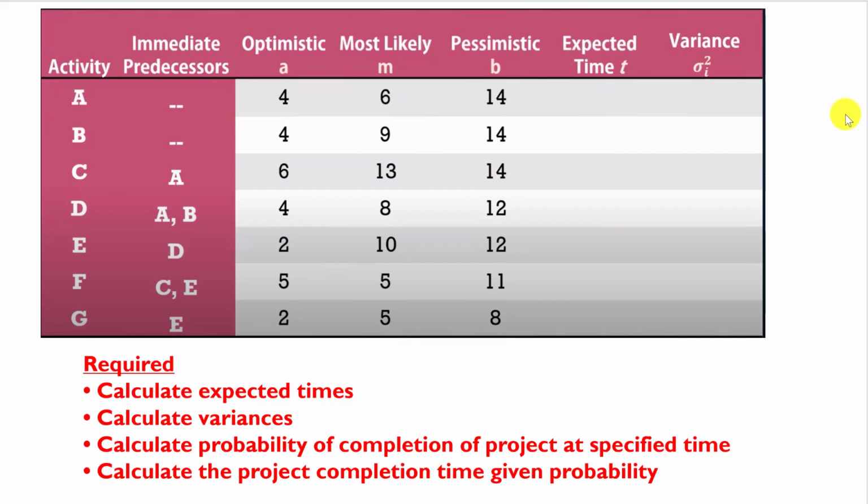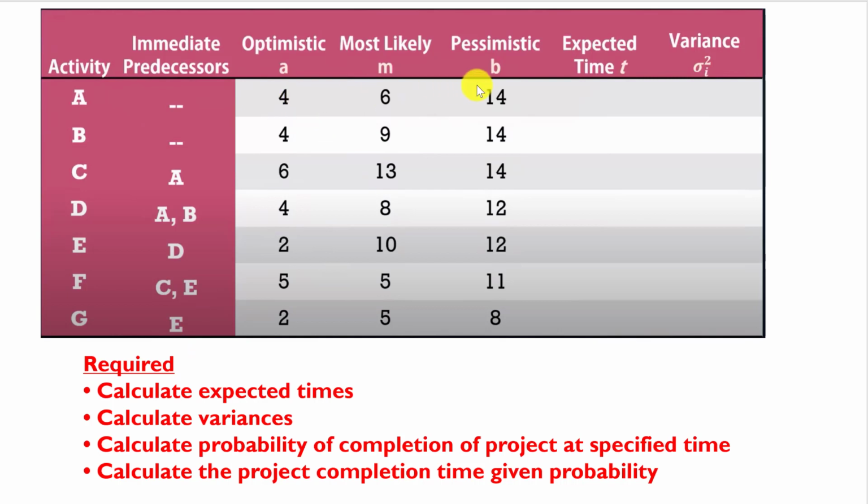For example, we have 7 activities: activity A, B, C, D, E, F, and G. The first activity has no immediate predecessors, and the same for B. C has only one predecessor, activity A. Activity D has two predecessors, A and B. Activity E has only one predecessor. Activity F has C and E, and the last one, activity G, has only one predecessor.